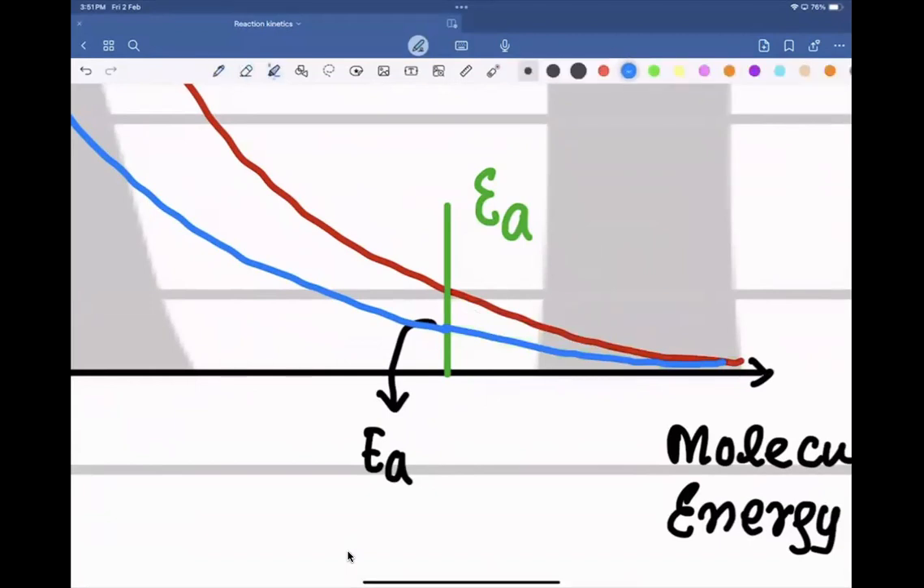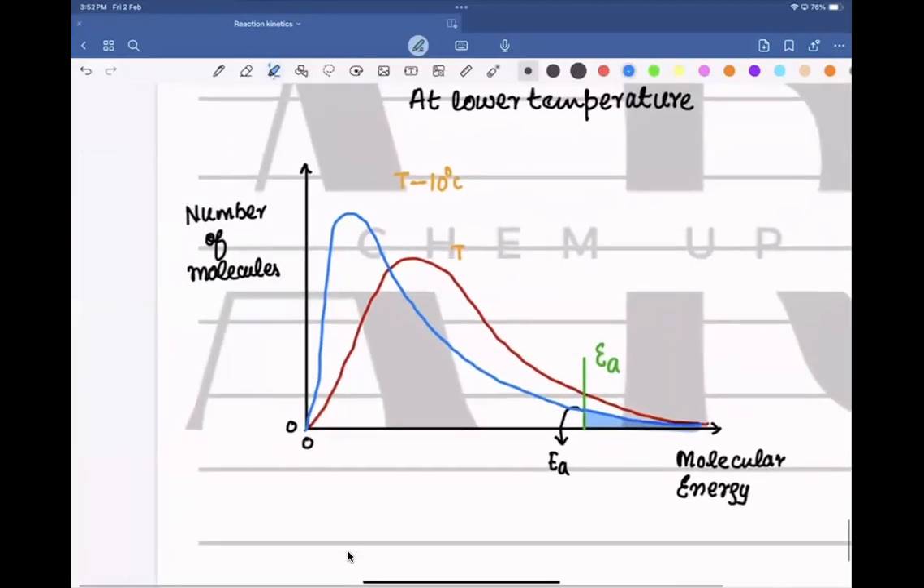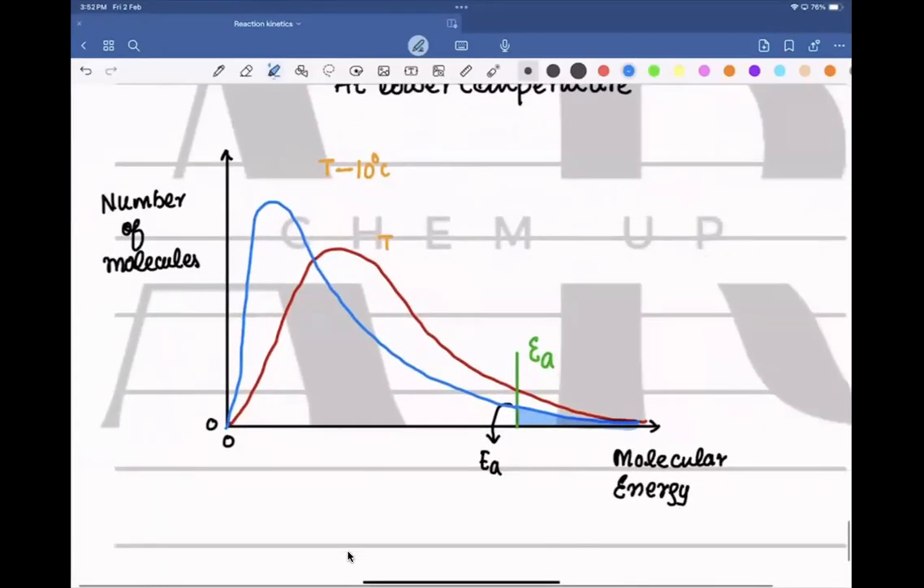Now, only this proportion of the molecules basically undergoes successful collisions.